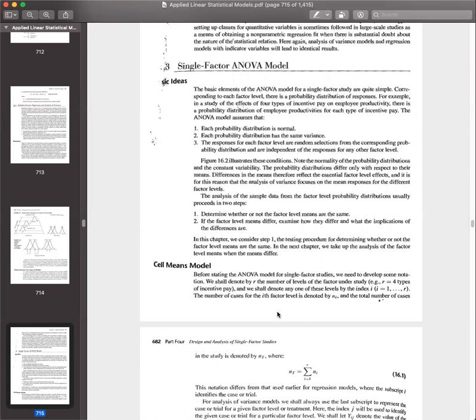Note the normality of the probability distributions and the constant variability. The probability distributions differ only with respect to their means. Differences in the means therefore reflect the essential factor level effect, and it is for that reason that the analysis of variance focuses on the mean responses for the different factor levels. The analysis of the sample data from the factor level probability distributions usually proceeds in two steps. First, determine whether or not the factor level means are the same, and second, if the factor level means differ, examine how they differ and what the implications of the differences are.